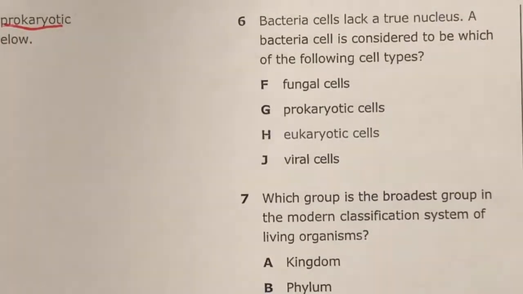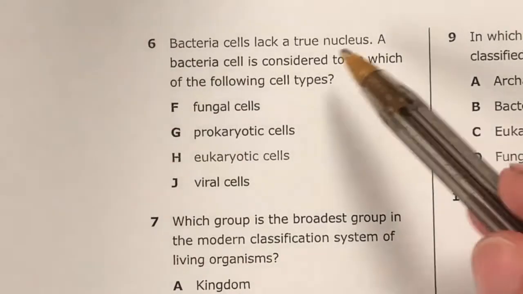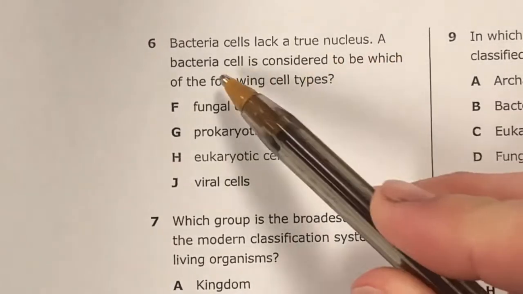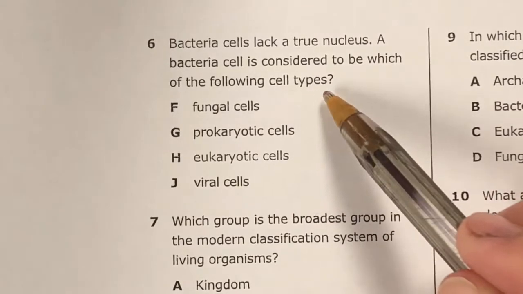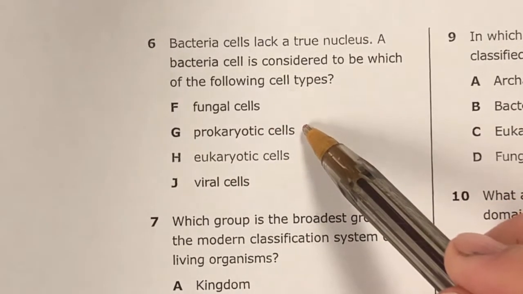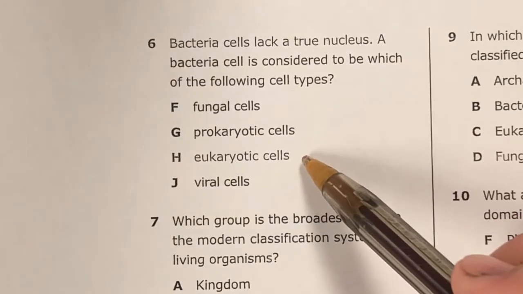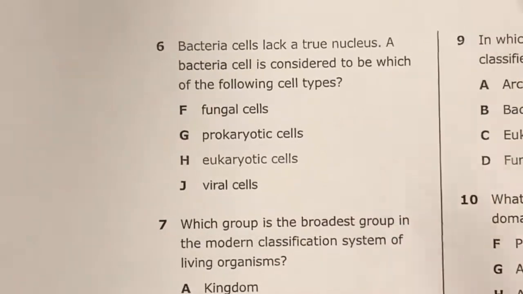Number six, bacteria cells lack a true nucleus. A bacteria cell is considered to be which of the following cell types? F, fungal cells, G, prokaryotic cells, H, eukaryotic cells, or J, viral cells.